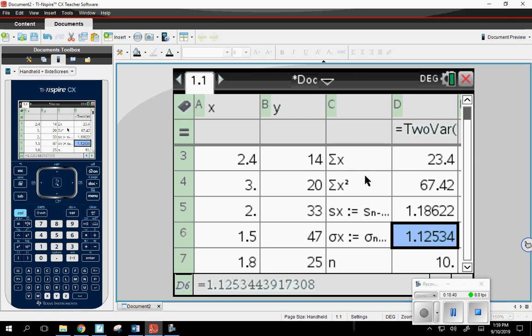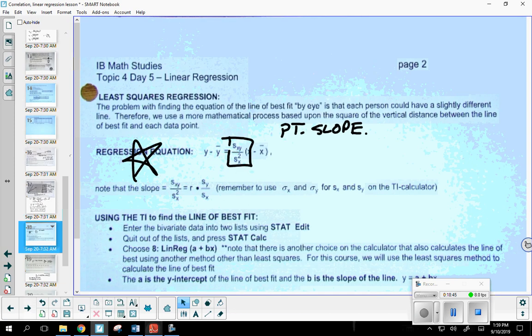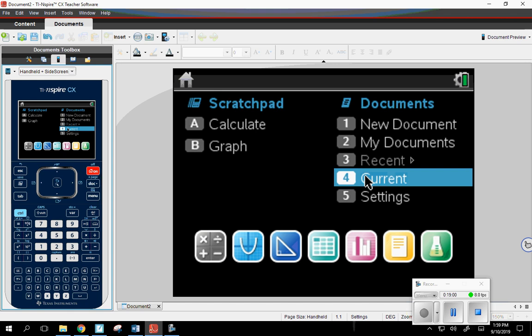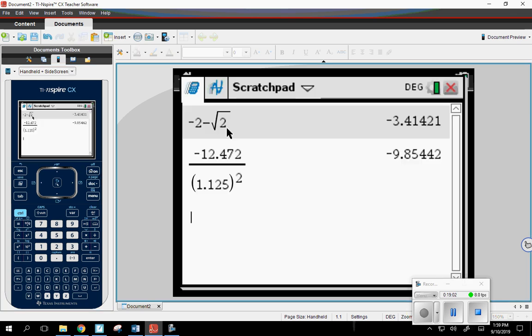The covariance was already provided for me in the problem. If I come down here to the problem, it says to determine the slope given that the covariance is negative 12.472. I want to see how close we're going to get using this. If I go back to my calculator pad, I got negative 9.85. Is that what everybody's getting? Let's have the calculator determine the equation of the line of best fit, and compare our slopes.